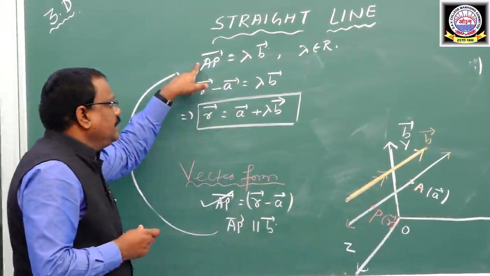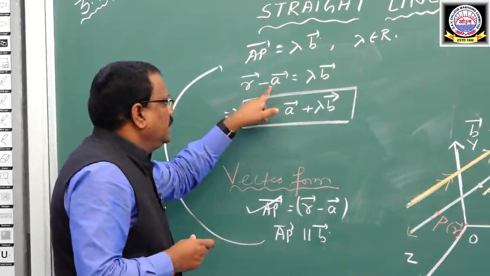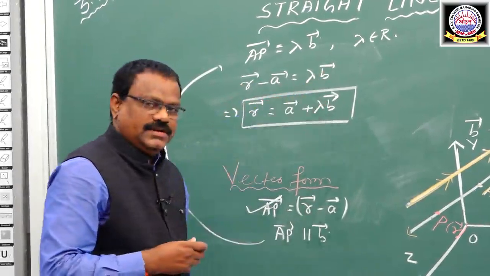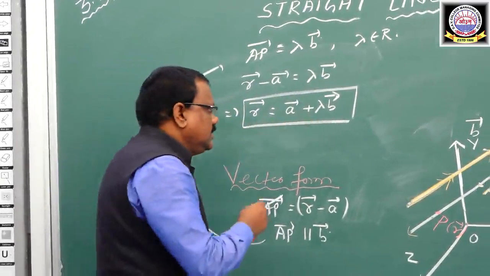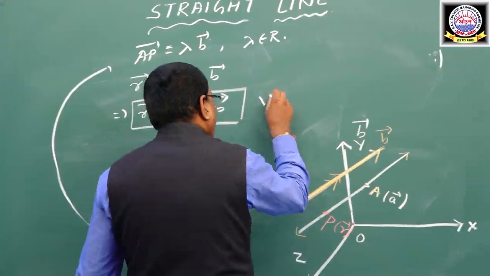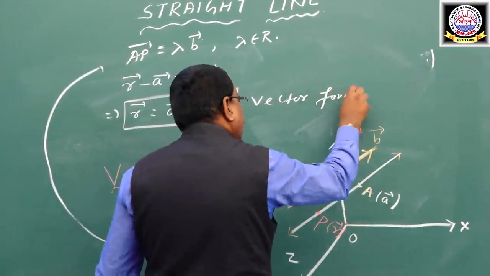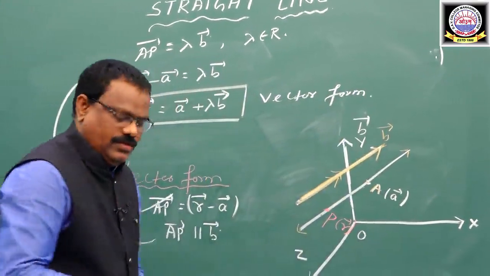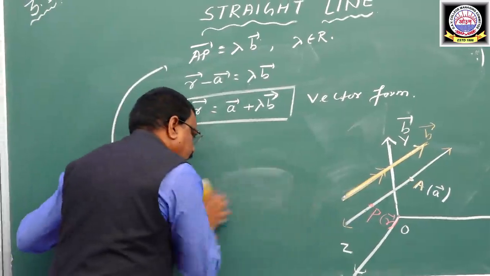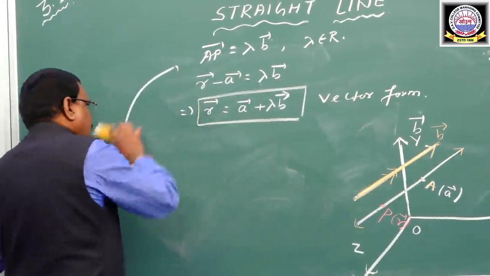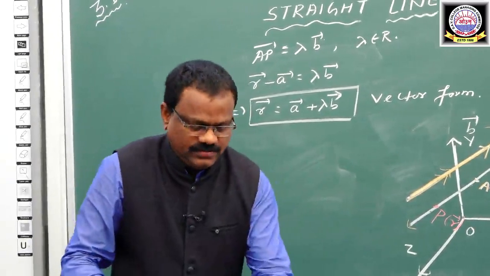If two vectors are parallel, one is a scalar multiple of the other. So AP vector, R minus A vector, is equal to lambda B vector. So R vector is equal to A vector plus lambda B vector. This is the vector form of the equation of a straight line in space. So let us convert this vector form to the Cartesian form.